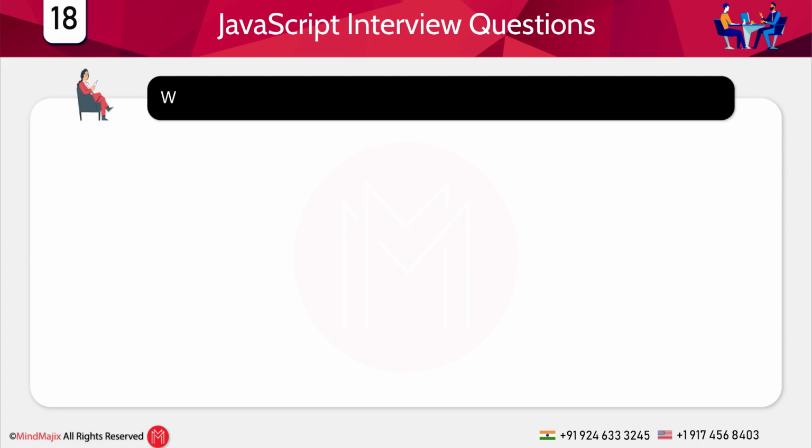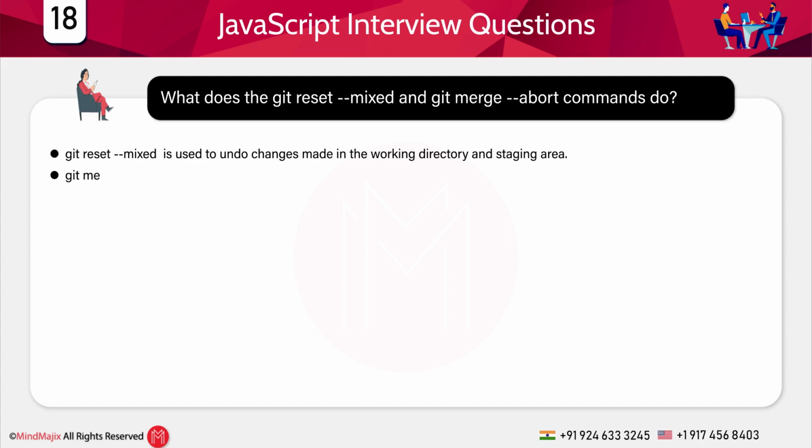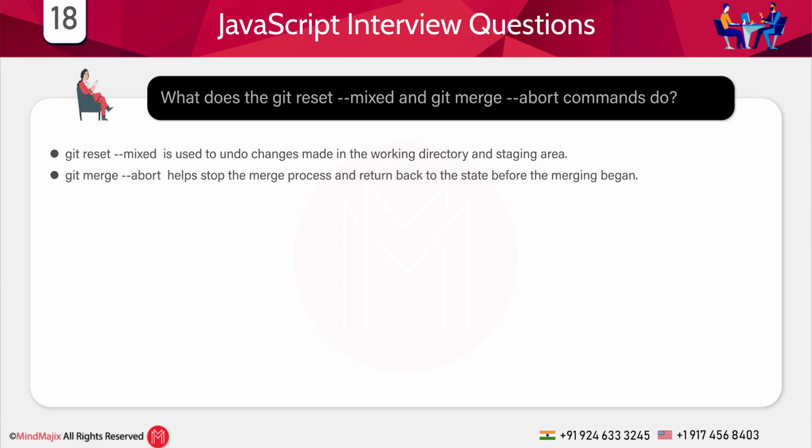Next question. What do the git reset --mixed and git merge --abort commands do? Git reset --mixed is used to undo the changes made in the working directory and the staging directory. And git merge --abort helps to stop the merge process and return to the state before the merging began.